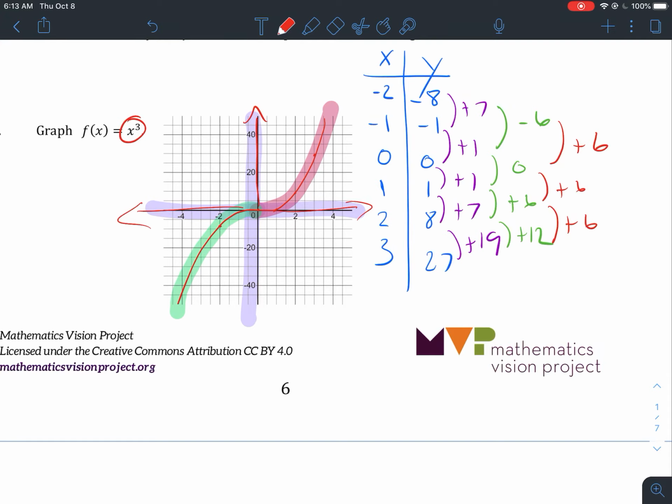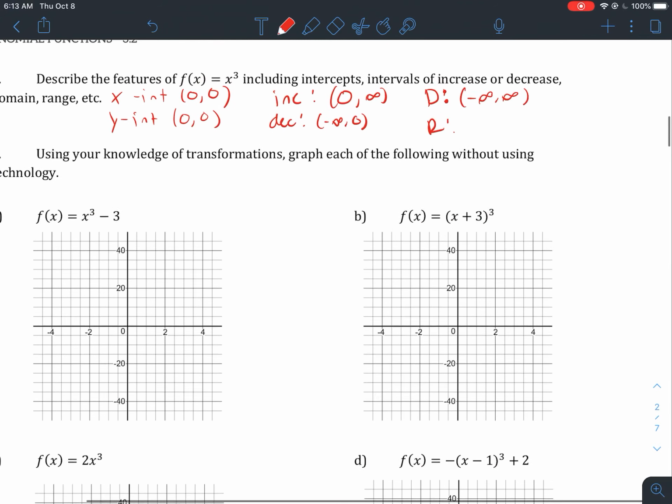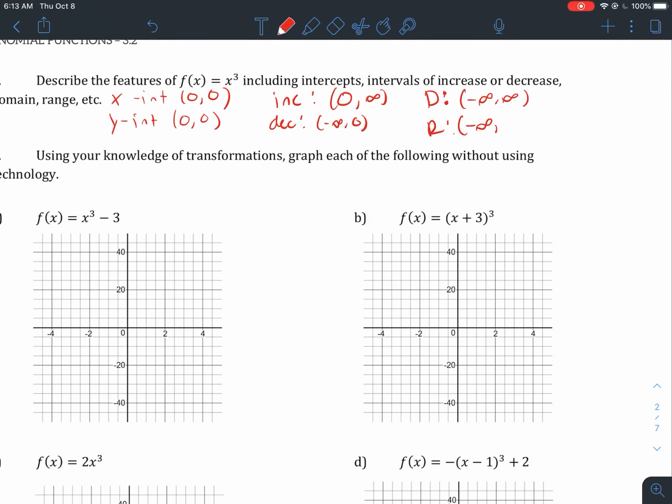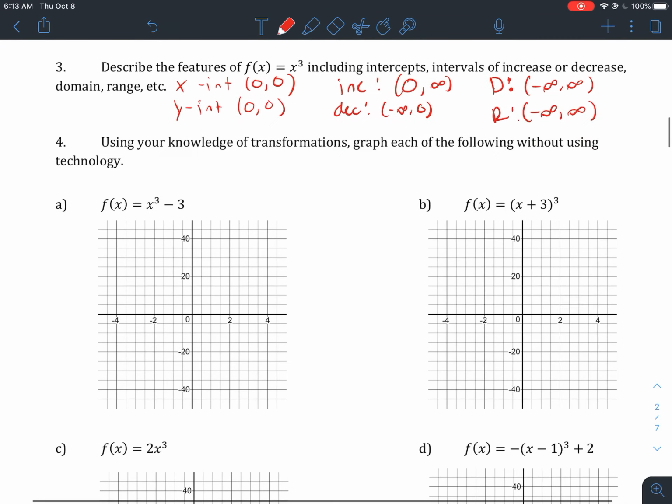You see how it's going to increase into positive infinity and then decrease into negative infinity. So our range is going to be negative infinity to positive infinity. All right. Next, it says, using your knowledge of transformations, graph each of the following without using technology.